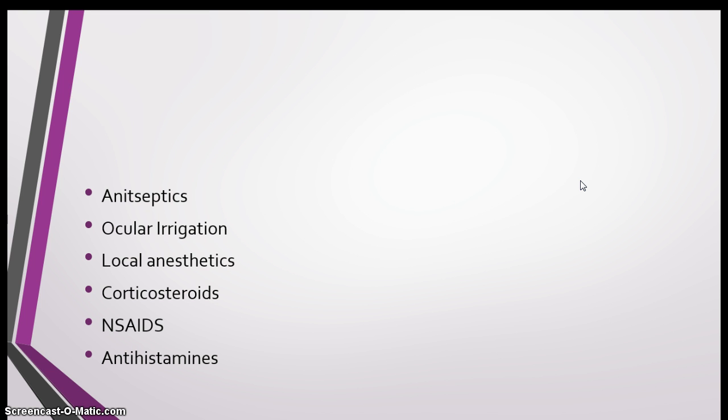The next drug that we want to talk about is cyclosporine, which is Restasis. It's used for chronic dry eye if there's decreased tear production. That's common in the elderly. There is very minimal to no systemic absorption, and the side effects of Restasis include blurred vision and foreign body sensation.